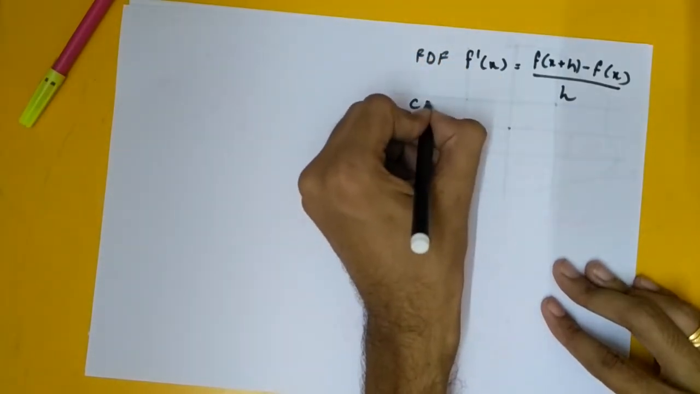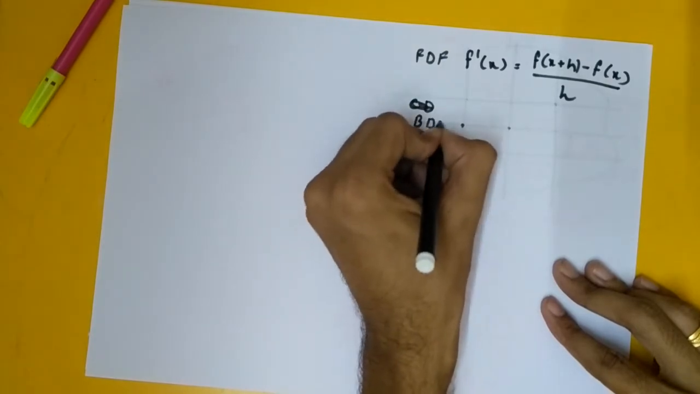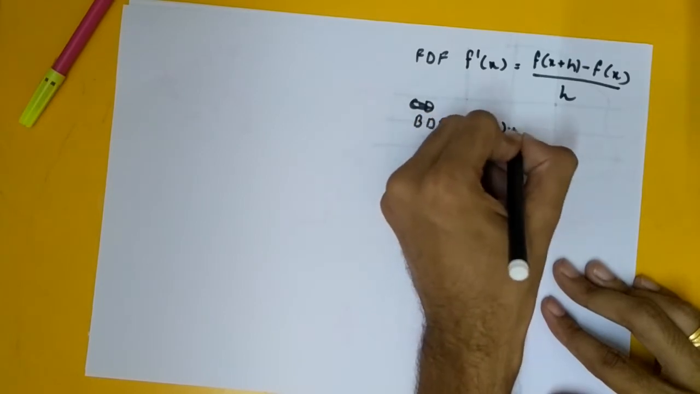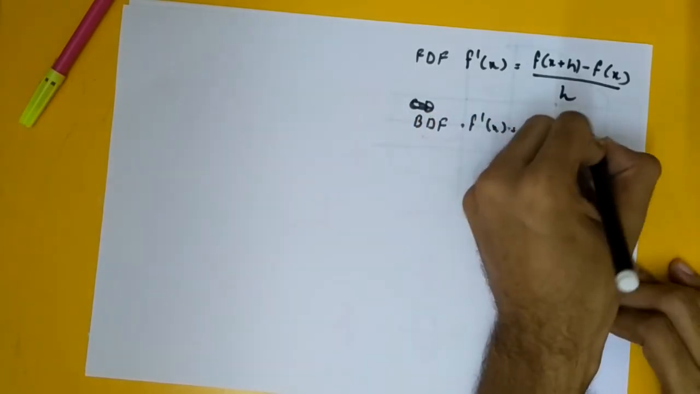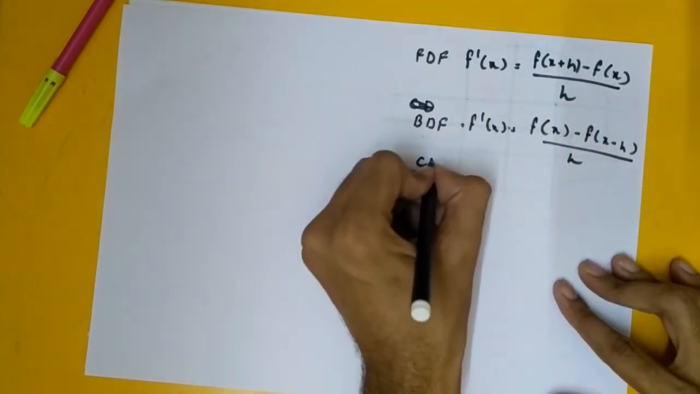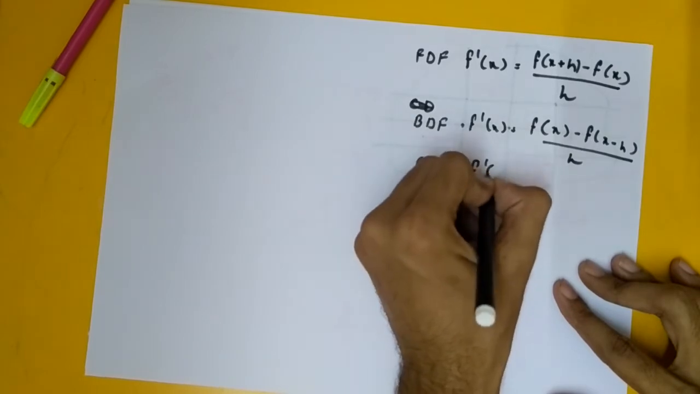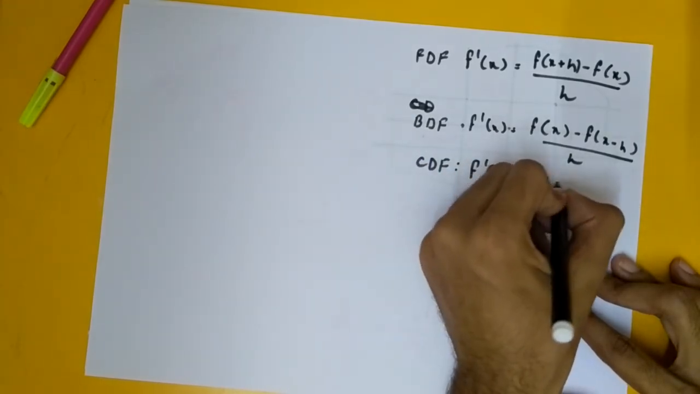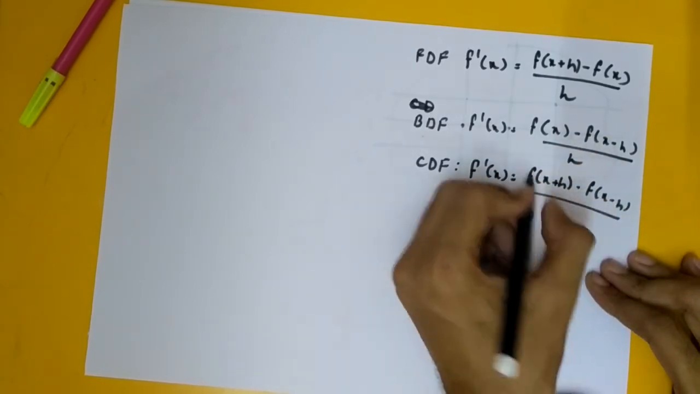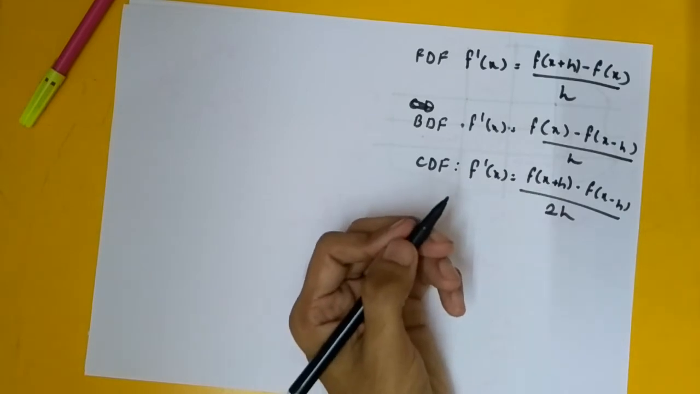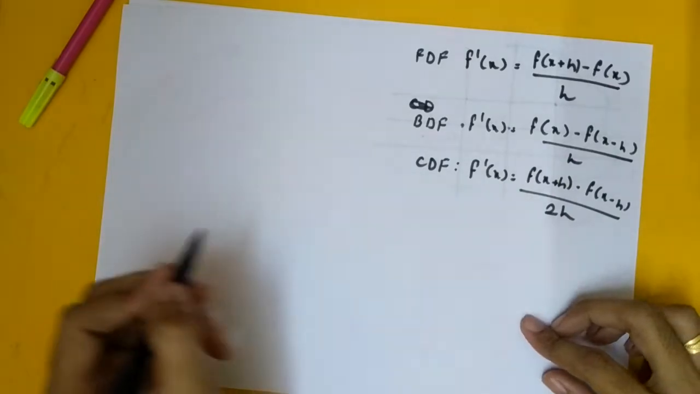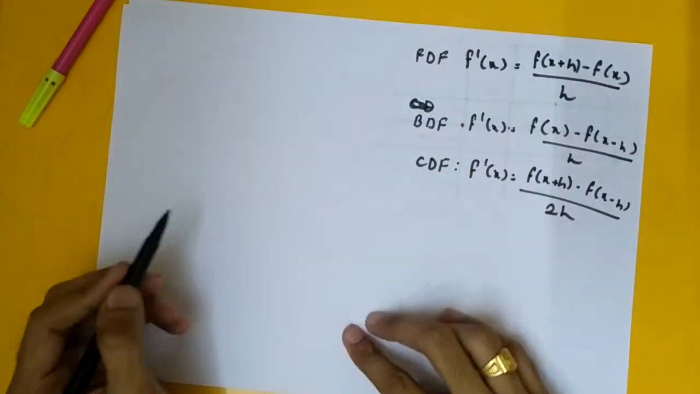Okay, then similarly I have the backward difference formula. So what is that backward difference formula? f dash of x is f of x minus f of x minus h upon h. And then I have the central difference formula. So f dash of x is f of x plus h minus f of x minus h upon 2h. Okay, so this is the central difference formula. So these are all definitions of derivative only.